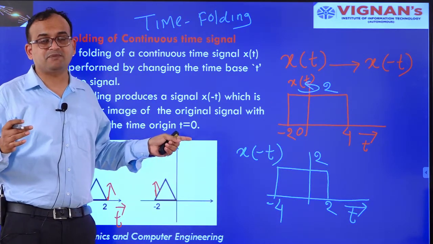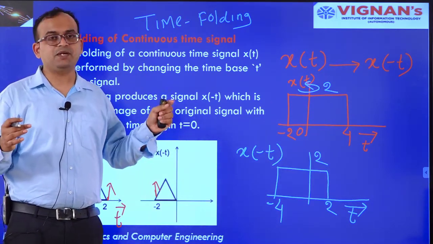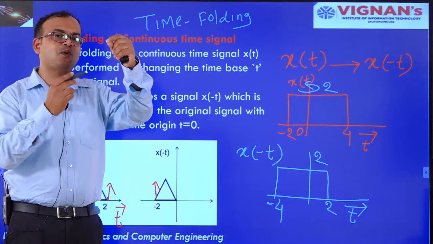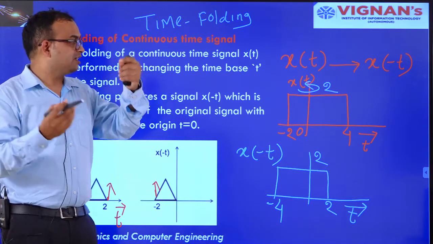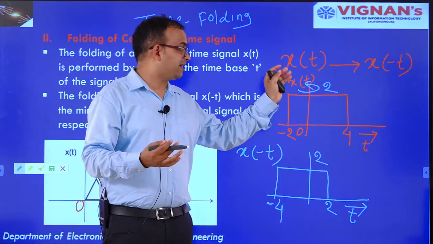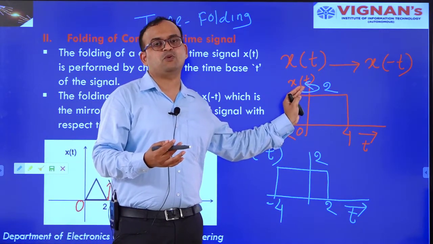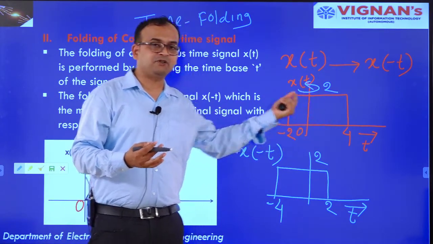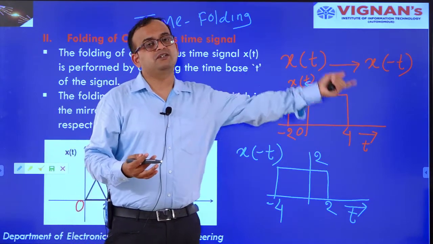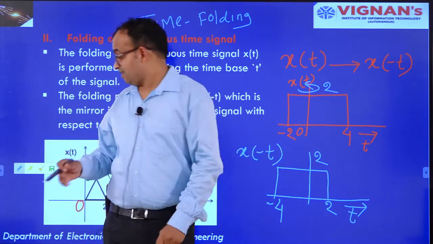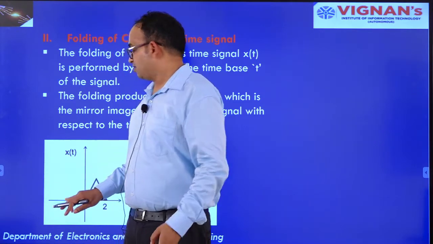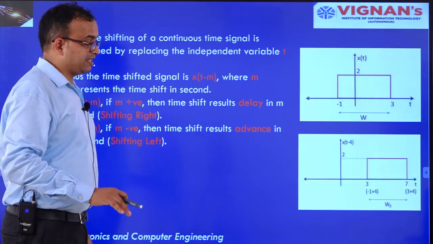The third thing we have discussed is time reversal, where we rotate the signal about the y axis. Simply, we find the mirror image of the signal about the y axis, so that 4 is coming to minus 4, minus 2 is going to 2. Now, coming to the next operation, shifting.